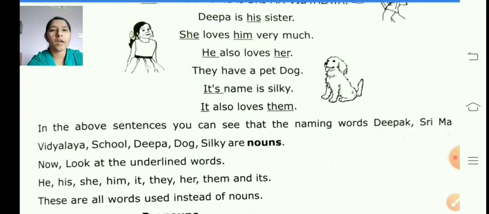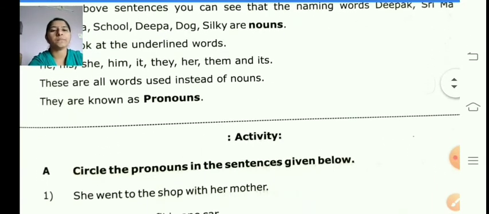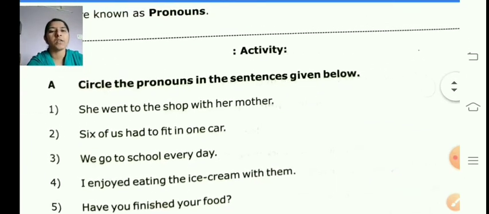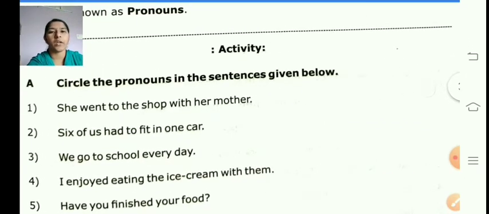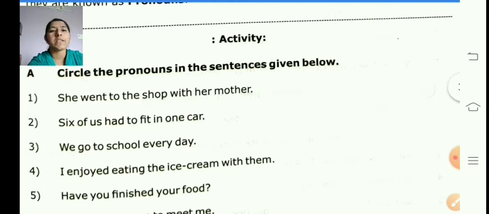They are words used instead of nouns. Instead of Deepa, the name, the noun, we are using she. So it is called a pronoun. Instead of a noun, we will use a pronoun, right, children? Understood? So we'll move on to the exercise. It will be better for you. First one: circle the pronouns in the sentence given below.